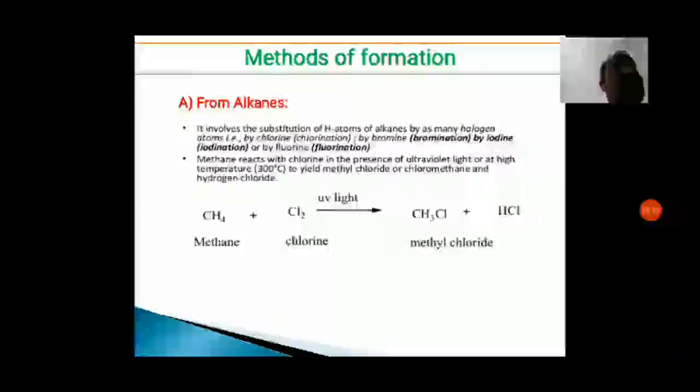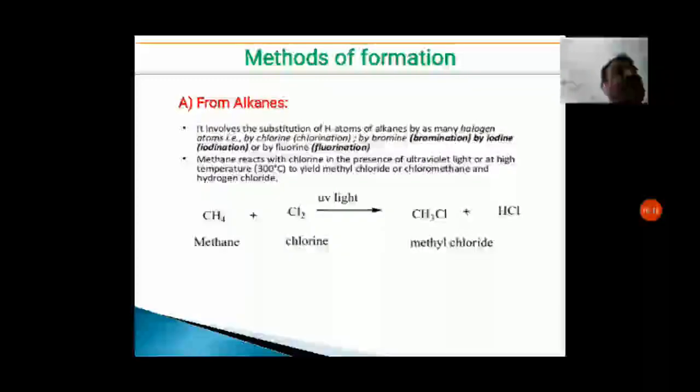Now, methods of preparation of alkyl halides. You very well know it. We can prepare alkyl halides from alkane by halogenation. So in presence of sunlight or ultraviolet light, when methane or any alkane is treated with halogen, then the hydrogen atoms from the alkane get replaced by that halogen and we get alkyl halides.